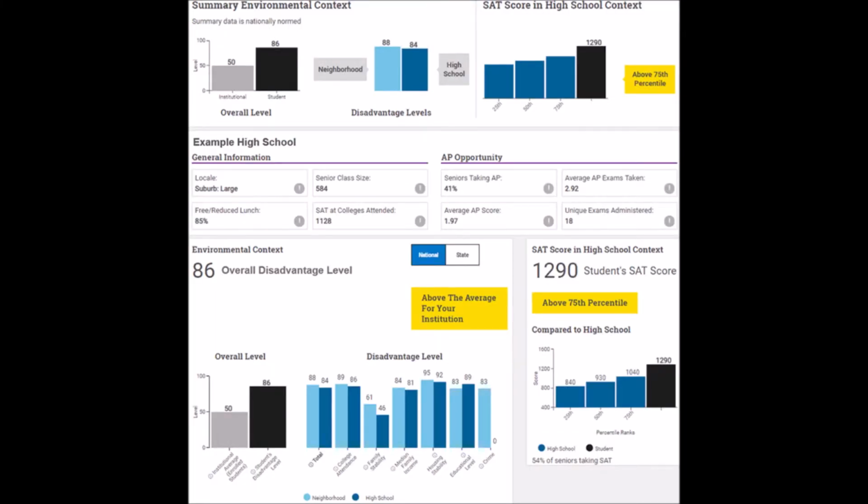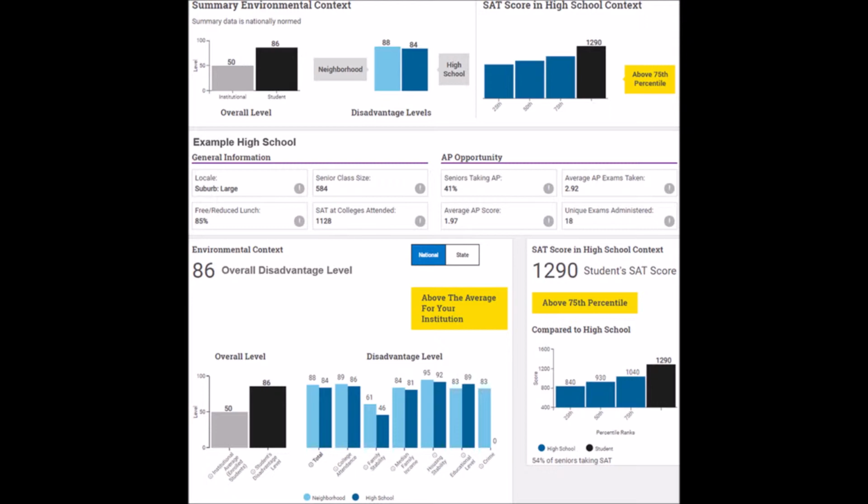This adversity score is measured between 1 and 100, with a 1 being least disadvantaged and a 100 being most disadvantaged. And the College Board will provide these scores for the neighborhood that the high school is in, and provide a score for the high school itself.